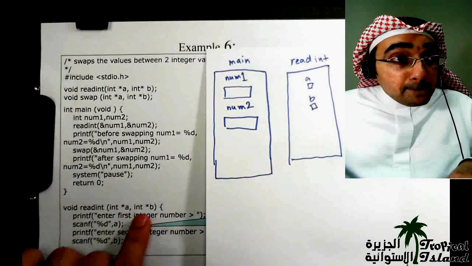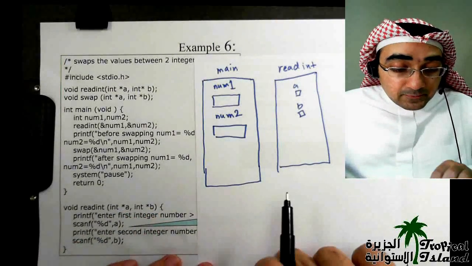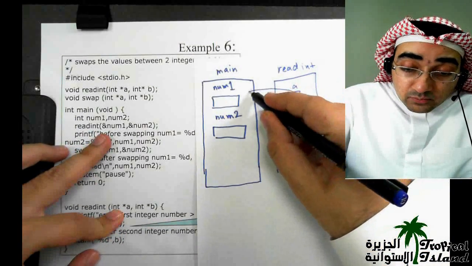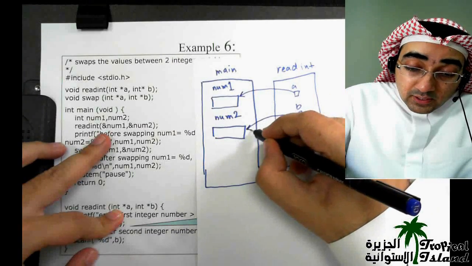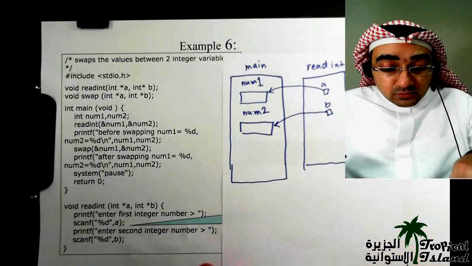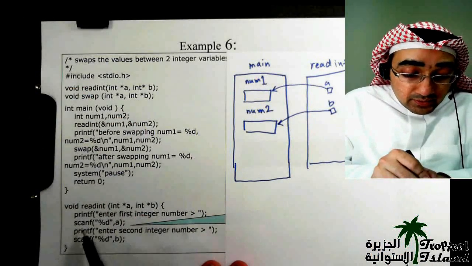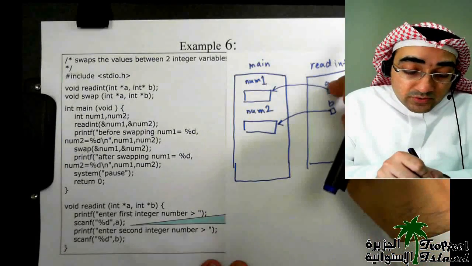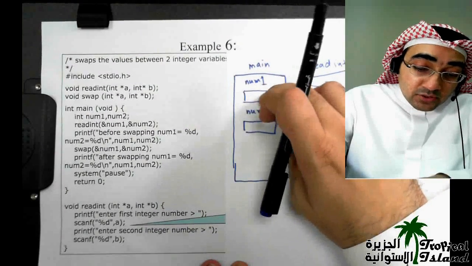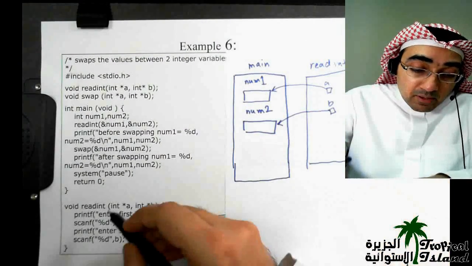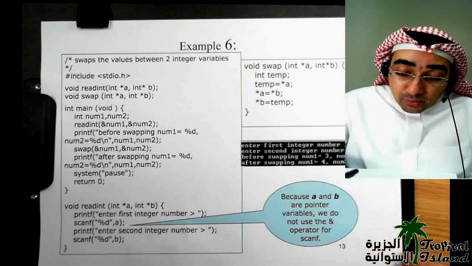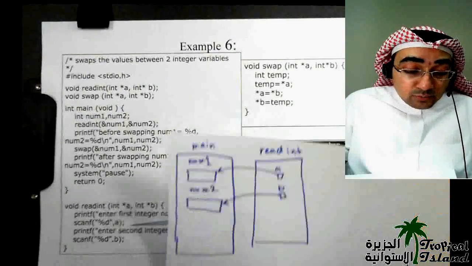It has pointer A and it has pointer B, and the pointer A is going to be pointing at, where's the readInt at, to num1. So this is going to be pointing over here, and B is going to be pointing at num2. So first one to the first one, second one to the second one. Then we print enter first number, and in the scanf, the user is going to enter a number in this memory. I'm going to put it into A, and when I put it into A, I'm actually putting it into the memory over here. And notice, because A and B are pointer variables, we do not have to put the address sign in scanf.